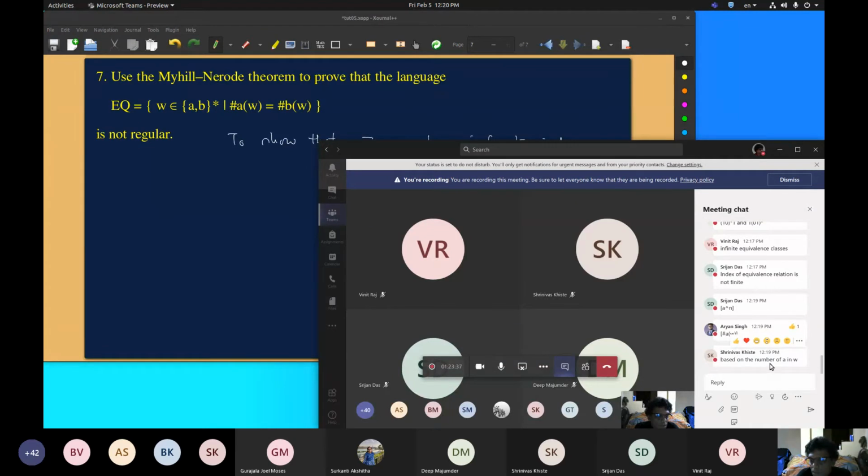Based on the number of A's in W. This is not correct. This is not a clear statement because hash A of W, what is W? And this is an integer, this is not a string. Write it clearly.